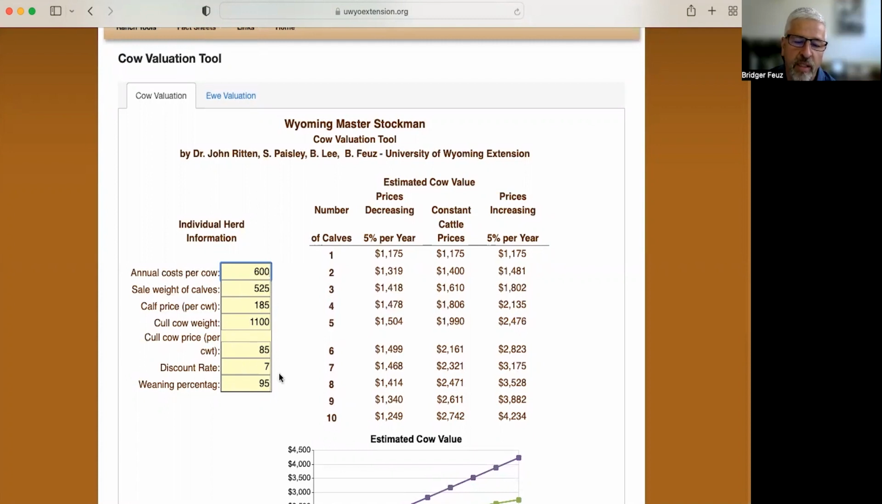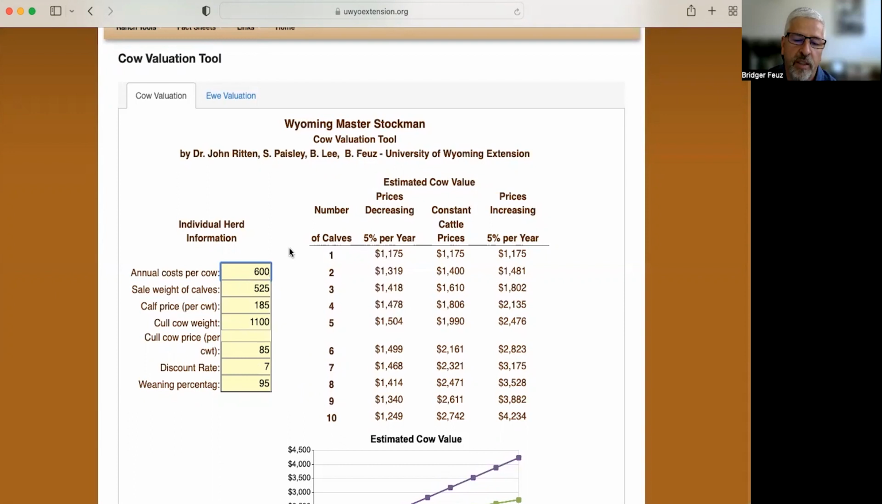The discount rate is that interest rate, or another way to think about it in this calculator is really a return on investment. So if I want a 7% return on my investment when I buy these cows, I could enter that in there in the discount rate. And then a weaning percentage. So enter your average weaning percentage.